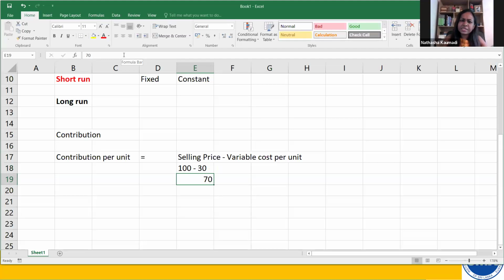What is the meaning of this concept? That is the important thing. Remembering the formula and calculating the contribution per unit is easy. What is the true meaning of this contribution per unit concept? Why do we have this contribution?